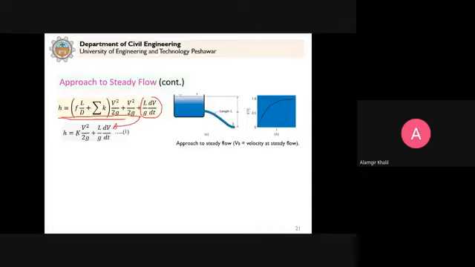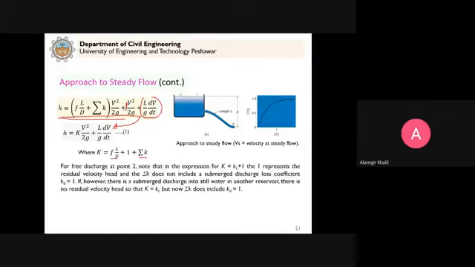And now this capital K is equal to f L by D plus the summation of k, plus 1 here. This is 1 here. So just remember that for free discharge, the expression for K will be equal to summation of k plus 1. The 1 represents the residual velocity head. Now, the summation of k does not include the submerged discharge loss coefficient. You remember K_D equal to 1.